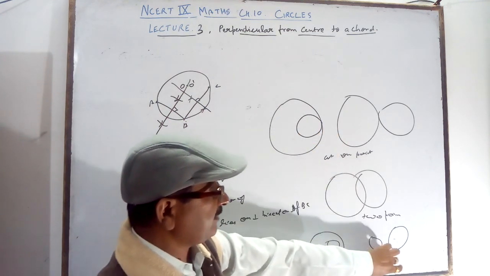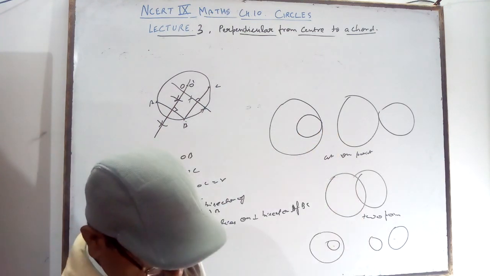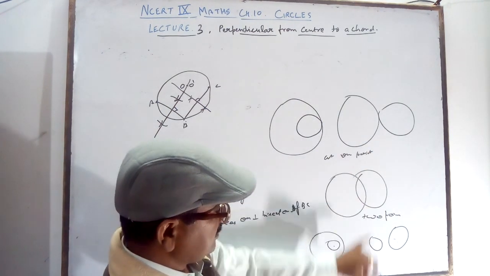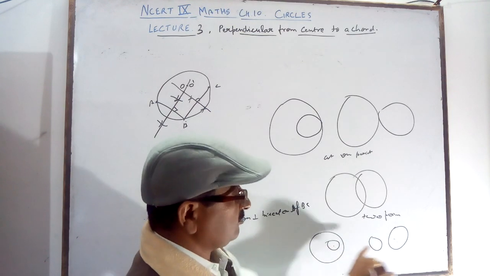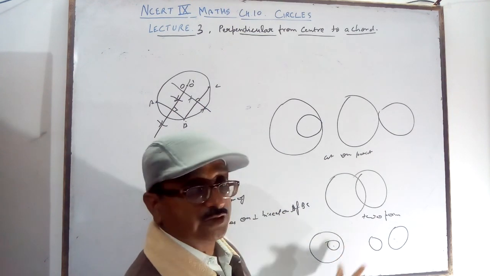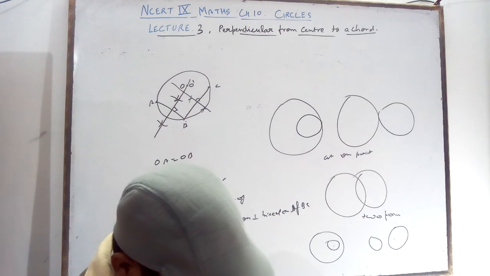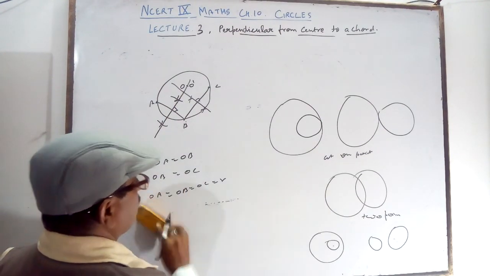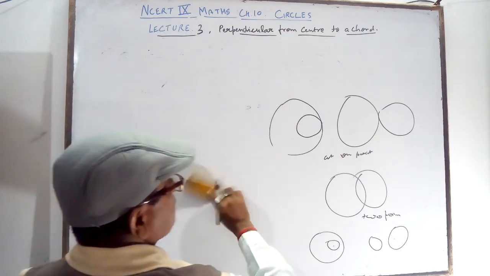These are the pairs of two circles on the plane in this condition, or these two, any one out of these. There is no intersecting point you are getting. So here, Example 1 of this chapter is given.